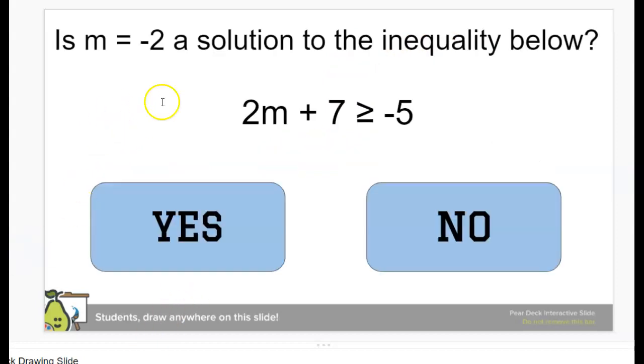Now this last one says, is m equals -2 a solution? So what that's saying is substitute it in and then solve it out. So 2, -2, because that's what it says, m equals -2. So when they're close together like that, that means to multiply.